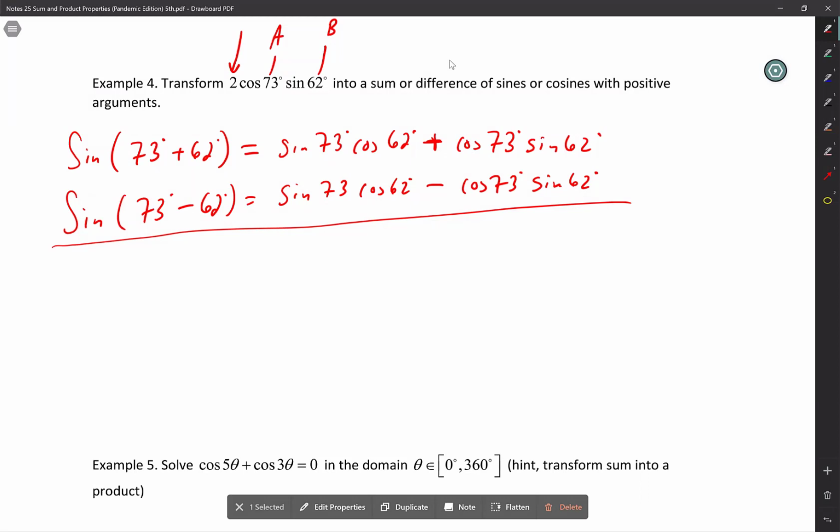All those, how are we feeling? We feeling all right? Okay, check this out. You're gonna like this, or at least I hope. There's only one way to get 2 of the cosine 73 sine 62. Right now, if I add them, the sine 73 cosine 62 is going to cancel out.